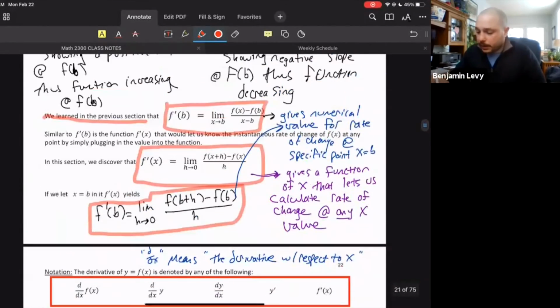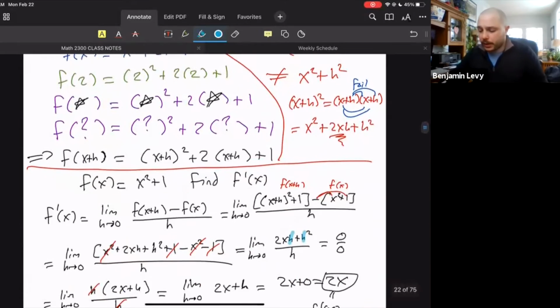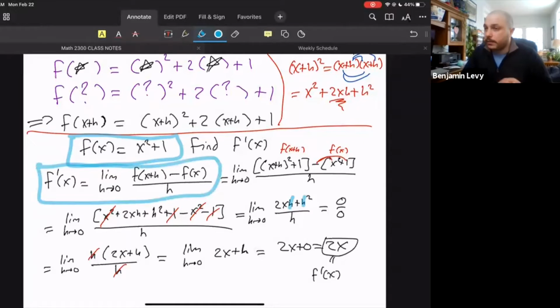So this is a big summarizing thing, right? These three limit definitions are what's in the homework this Wednesday. That's the formal definition of a derivative using limits, and there's three versions of them. We did an example here, and we found that when we had the function x squared plus 1, we did the derivative using that new formula, and we found out that it ended up being 2x.